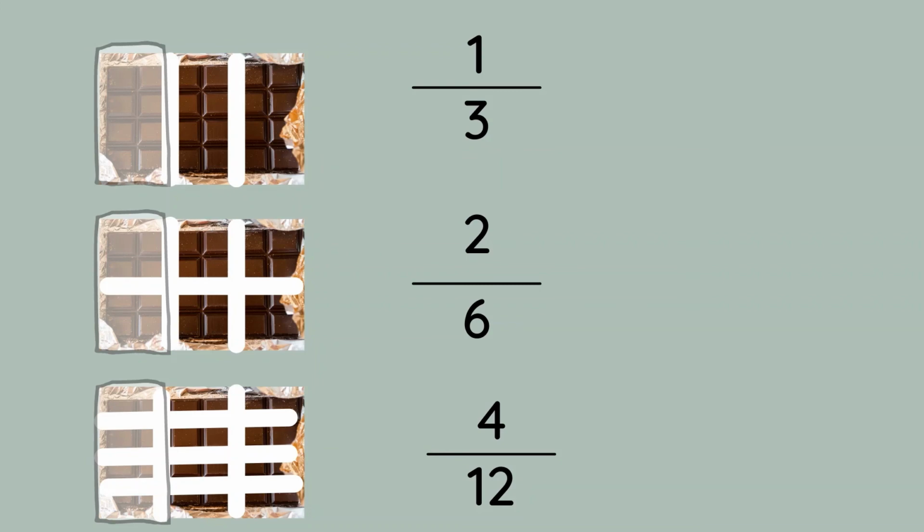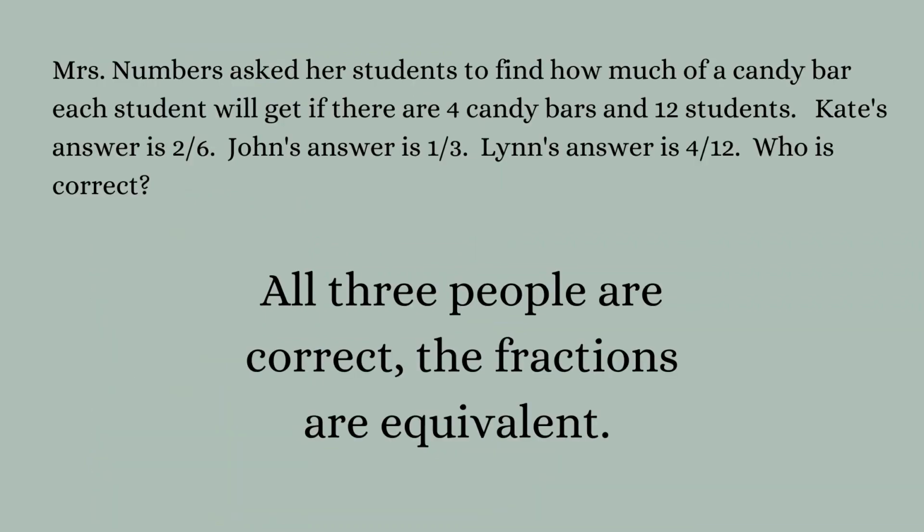If we go back to the problem that made us go through this whole thing in the first place, we have to find a solution for this. We have to say who is correct in this situation. And in this case, all 3 people are correct because 2/6, 1/3, and 4/12 are all equivalent fractions.